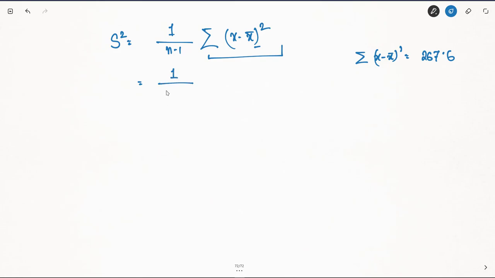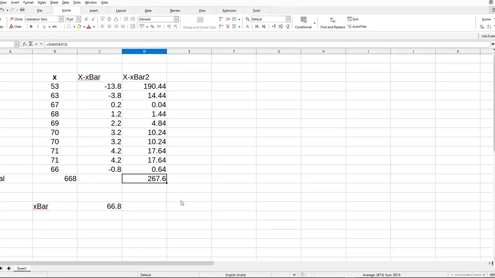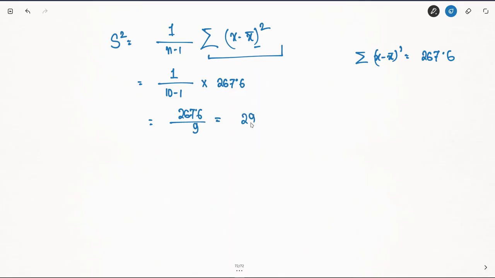It will be 1 by, how many n? N is 10, minus 1, into 267.6. That means 267.6 divided by 9, which is 29.73, right? I will write 29.73. So this is the value of s square.